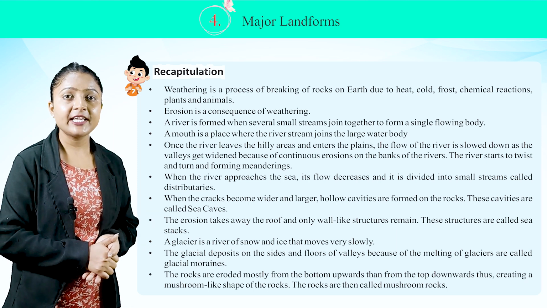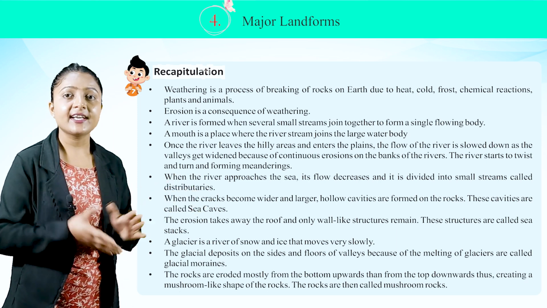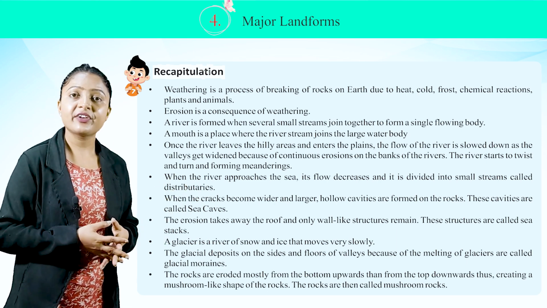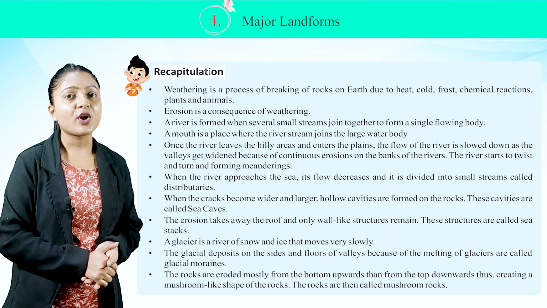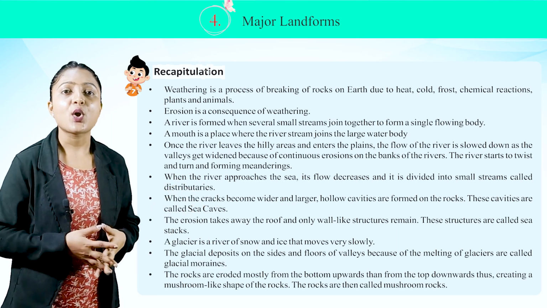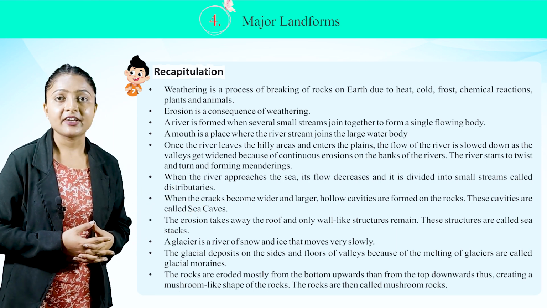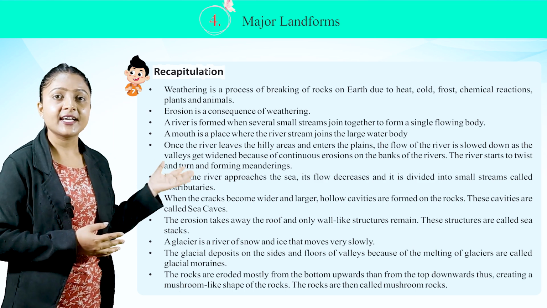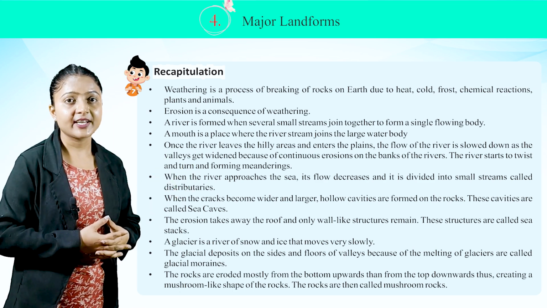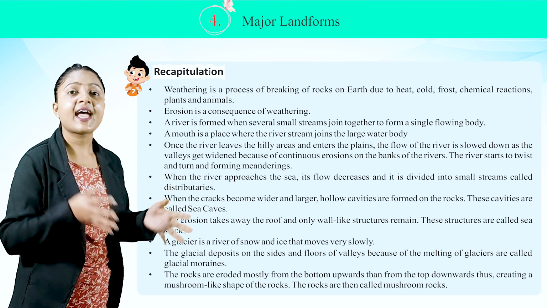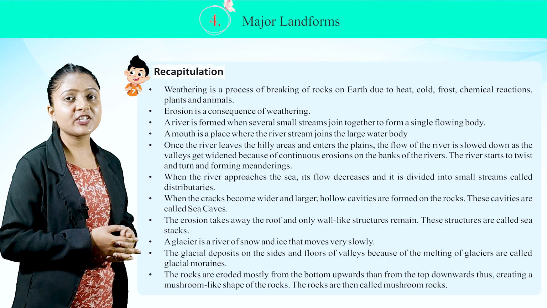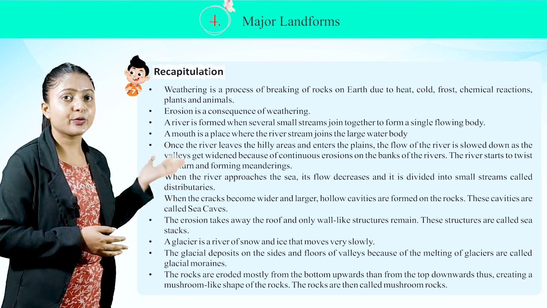Once the river leaves the hilly areas and enters the plains, the flow of the river slows down as the valleys get widened because of continuous erosion on the banks of the river. The river starts to twist and turn, forming meanders. When the river approaches the sea, its flow decreases and it is divided into small streams called distributaries.